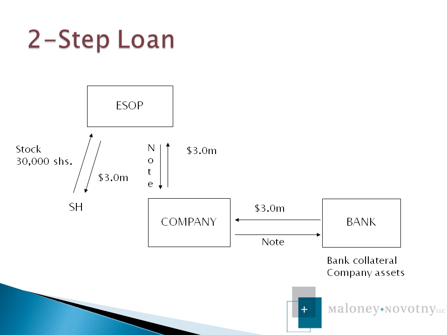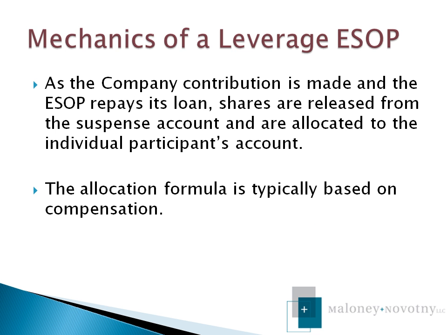So kind of revisiting our diagram here, you can now put some numbers to this and see the $3 million coming from the bank, and when we recorded the loan and the unearned ESOP shares, creating the inside note so the ESOP can then purchase the shares from the shareholder. It's a little easier to see as we start to go through and apply some of the numbers to the situation.